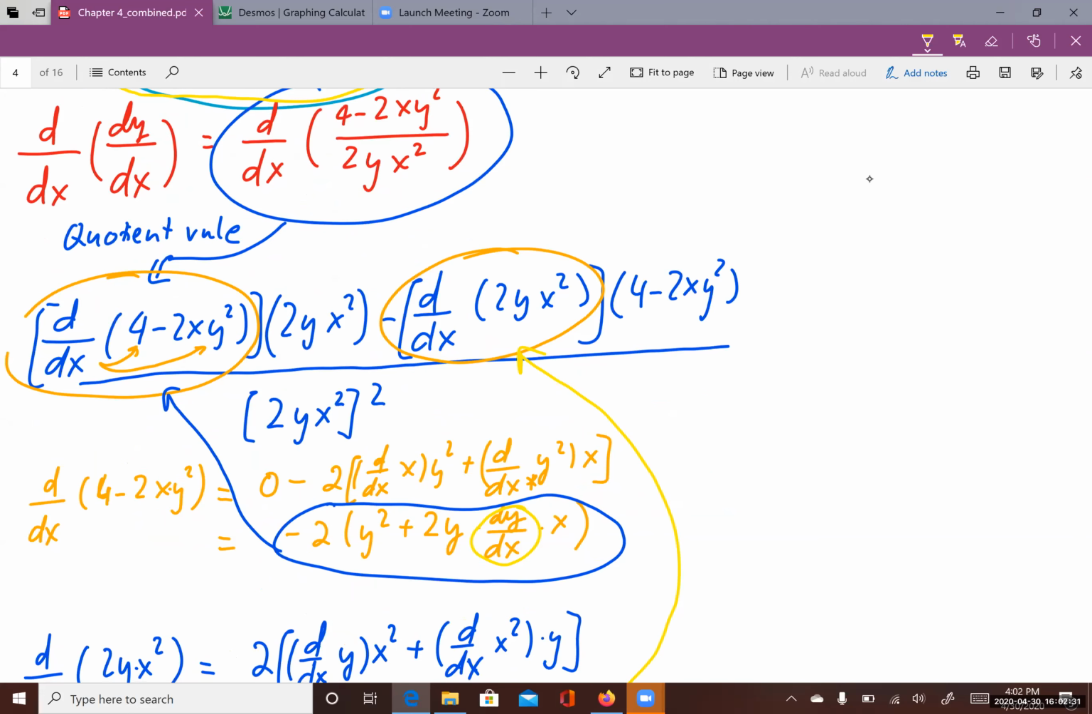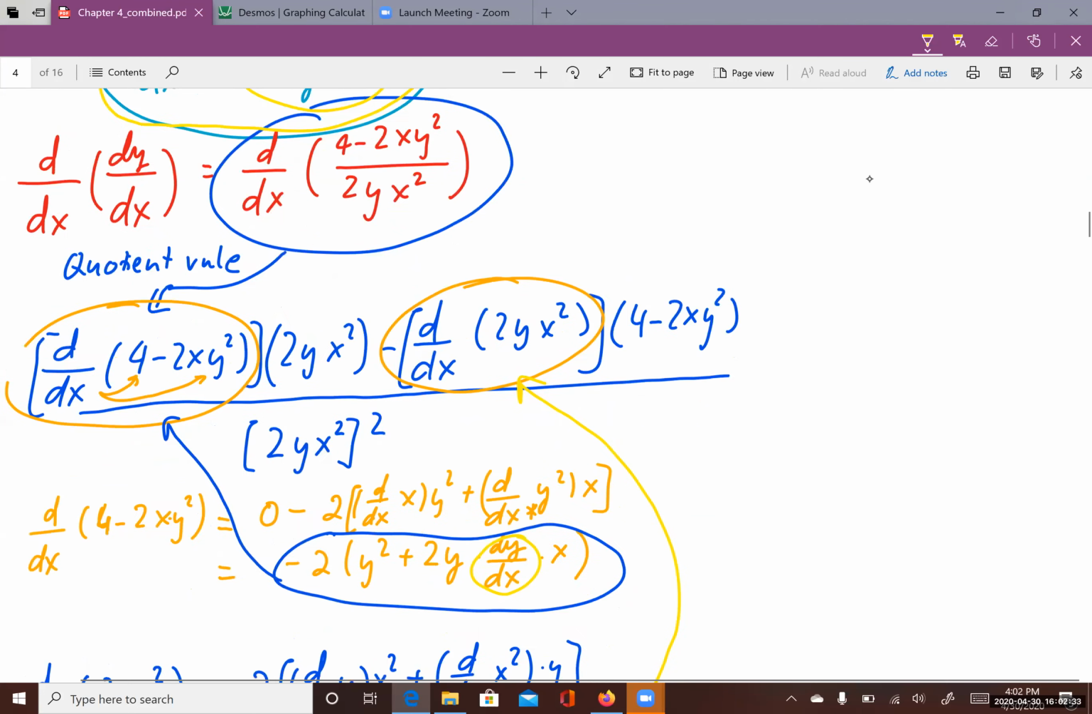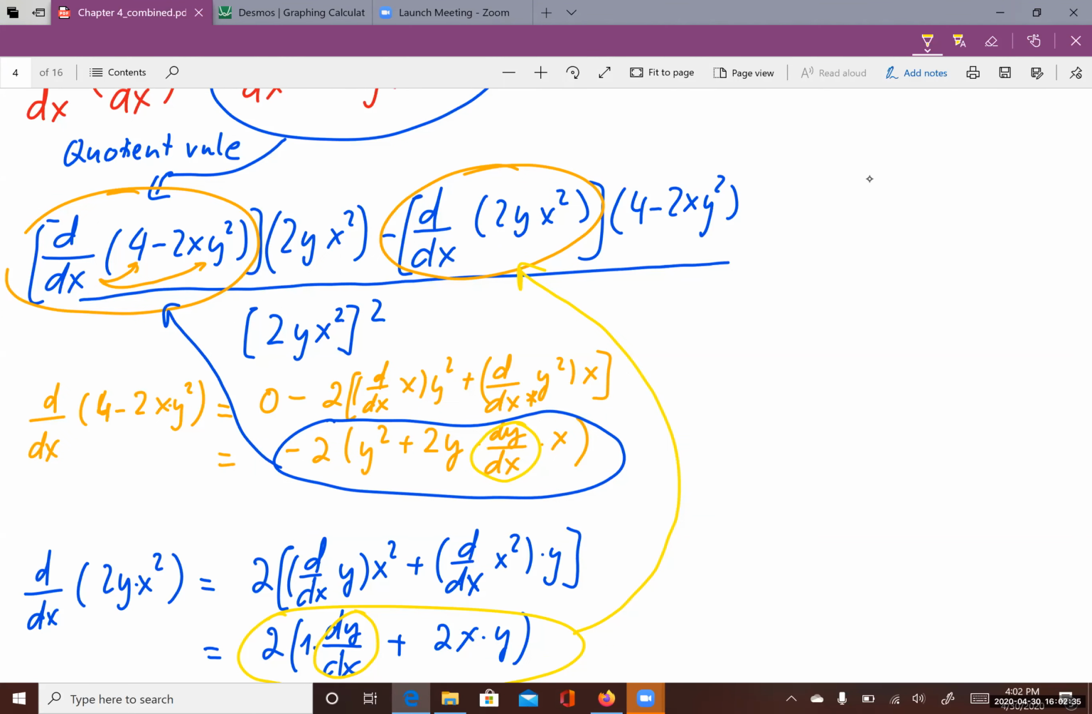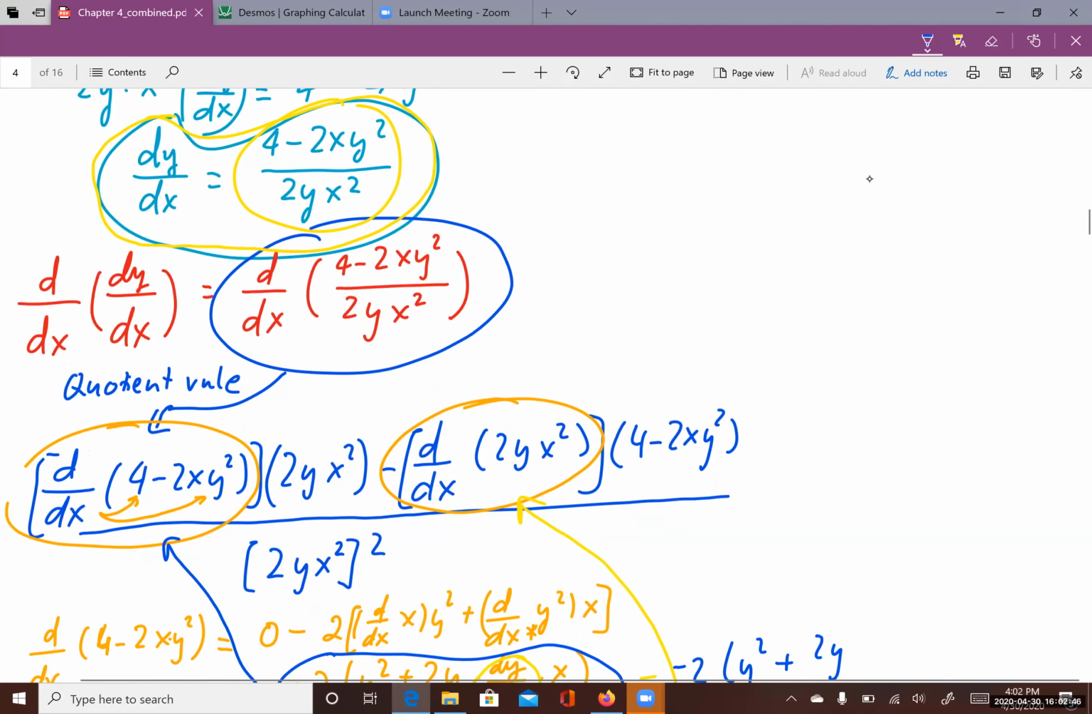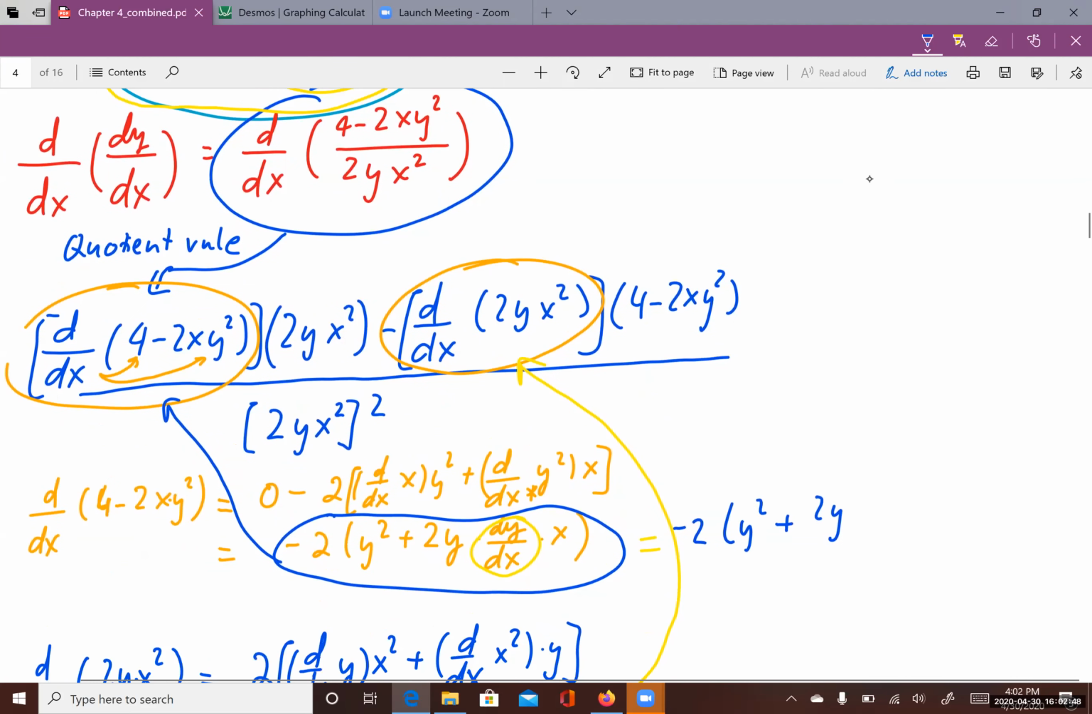Okay. So I would have put in here the negative 2y squared plus 2y, and dy over dx is (4 minus 2xy squared) over 2yx squared.